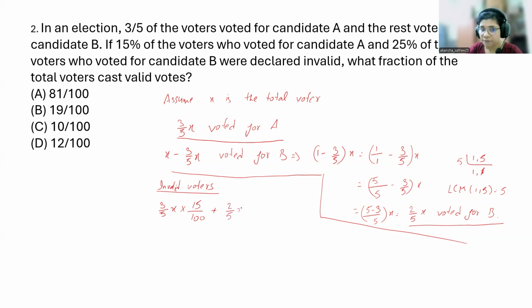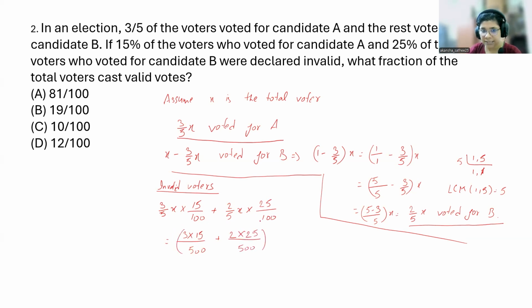So 2 by 5 X, 25% of it. 25% means 25 upon 100. These are the invalid voters. Now you have to compute this number. This multiplication is pretty simple. You just have to multiply it. So 3 into 15 upon 500 plus 2 into 25 upon 500.